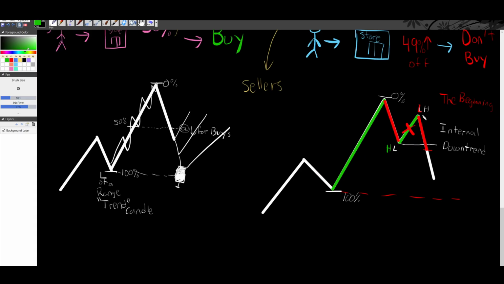But now let's just say, since we have a lower high in the market, what if price does go up? And now what range are we playing off of? This is why I said your ranges are important.